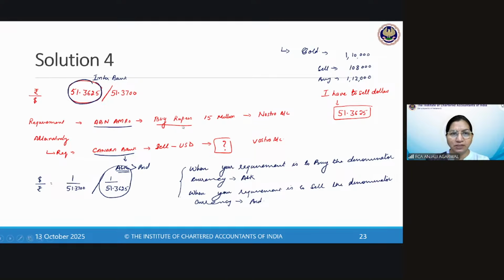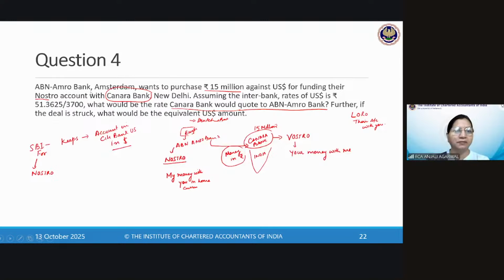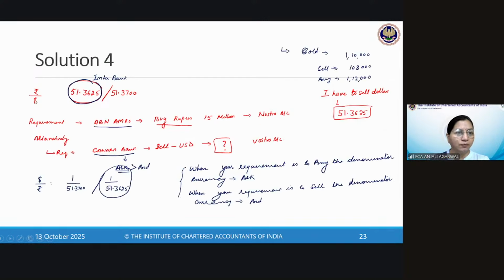So let's just once again go back to the question. ABN AMRO Bank Amsterdam wants to buy 15 million rupee. The requirement of ABN AMRO is to buy rupees. But the quotes for rupee are not given here. So let's convert it into inverse quotes. We are doing it only for the sake of simplicity. In exam time, we are not going to do this. We are directly going to read from here. Buying rupee is equivalent to selling dollars.